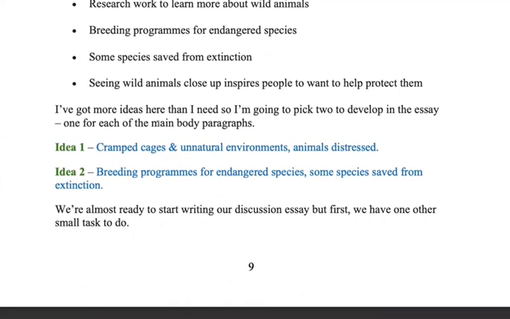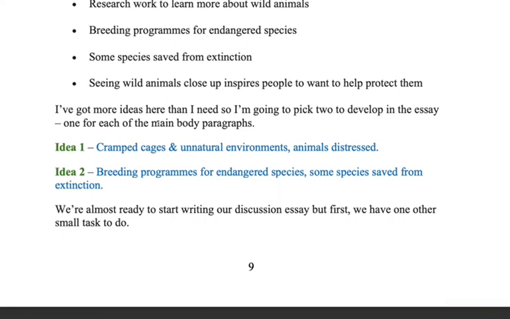So idea 1, that's what I'm going to talk about in main body paragraph 1: cramped cages and natural environments, animals distressed. And then idea 2, in main body 2, is breeding programs for endangered species, some species saved from extinction.